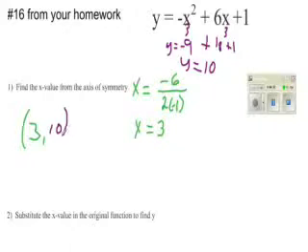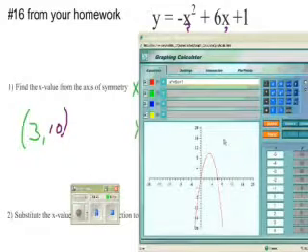Now, since the coefficient on x squared is negative, I expect to see a frowning or upside down or opening downward parabola when I graph it. Here I show the grapher with the parabola as expected. The vertex is at 3, 10, and it checks out. 3, 10, and that looks like about 3, 10 by looking at it.